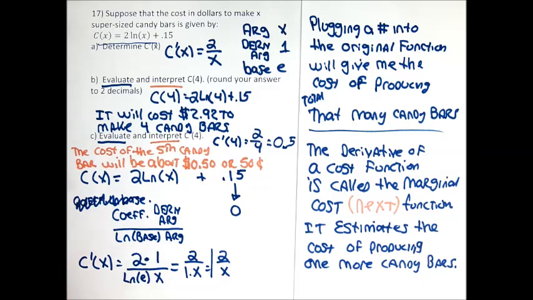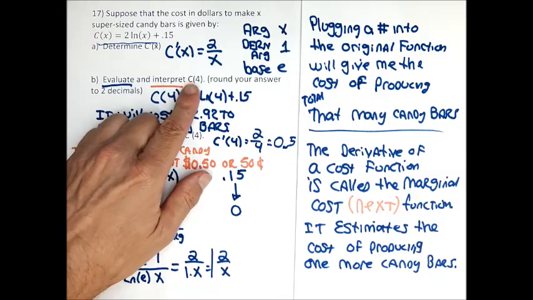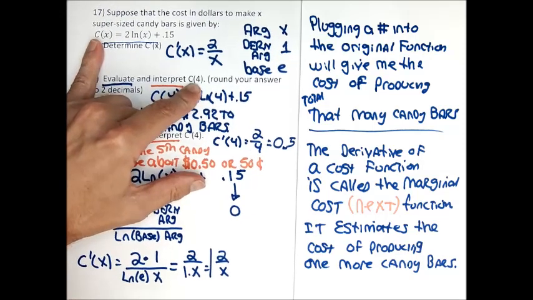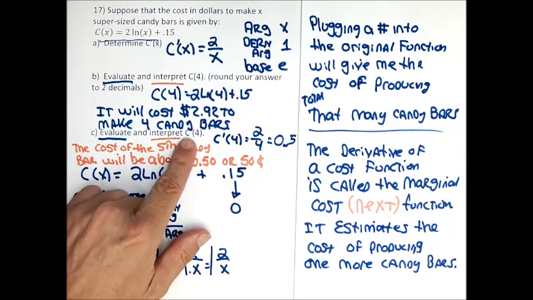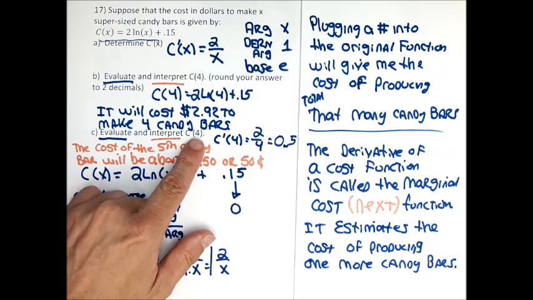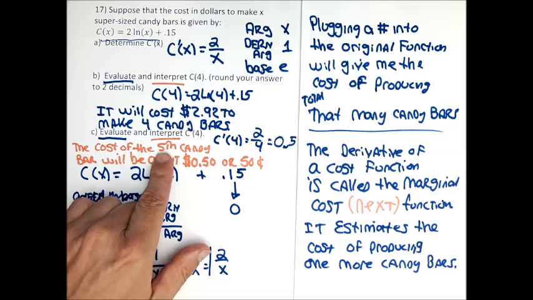So it's going to be important on the test to be able to just march through these parts. The derivative of a cost function is a marginal cost function. One part asks you to put a number into the original, and that's just the total cost of making that many, whatever the product is. And one part asks you to plug a number into the derivative, and that's the marginal of the cost, and that's the cost of making the next. In this case, because I have a 4 there, it's the cost of making the 5th candy bar.